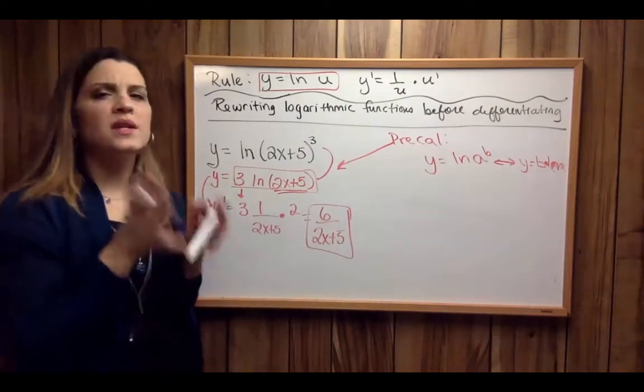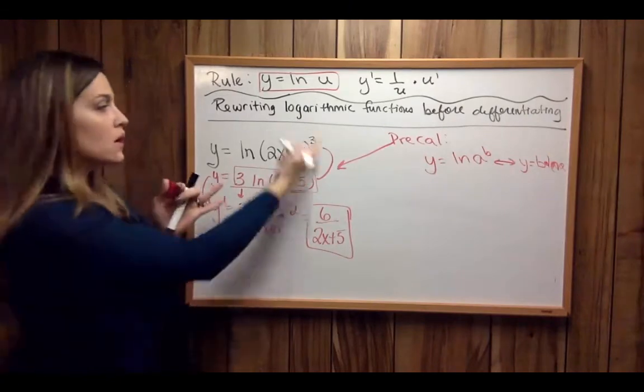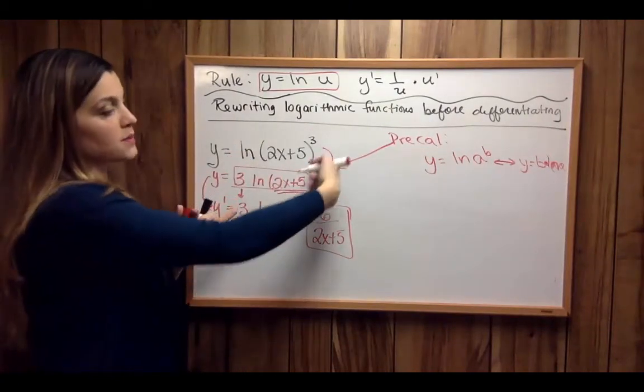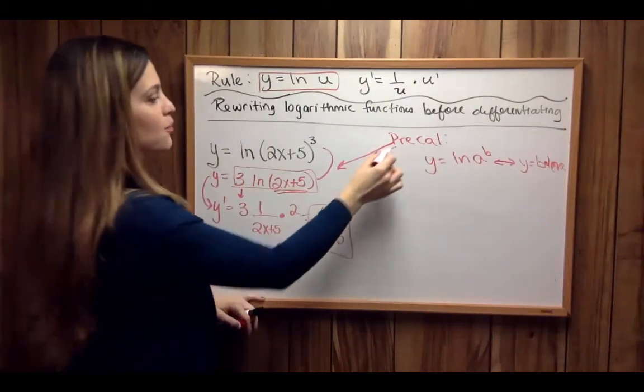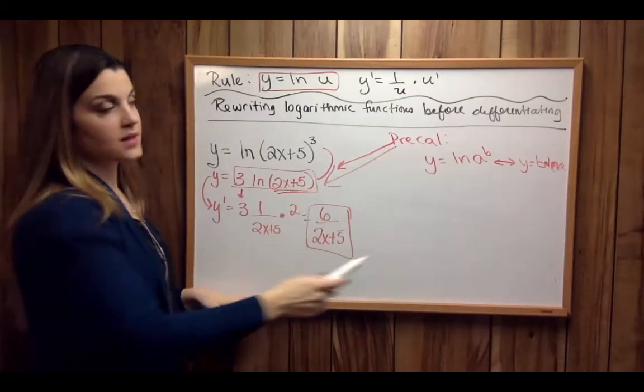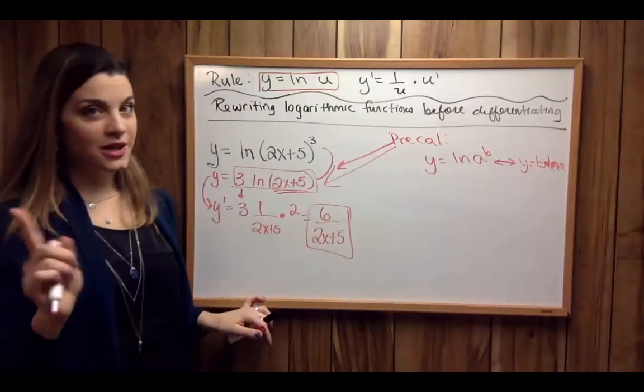So many times I see students tell me, oh, I did the power rule here, 3 ln of 2x plus 5 squared. And I'm like, oh my goodness, no, you can't do that. Make sure that you realize that this is a pre-calc law. It's a law of logarithms, not a differentiation law.